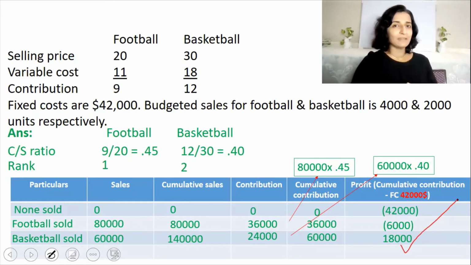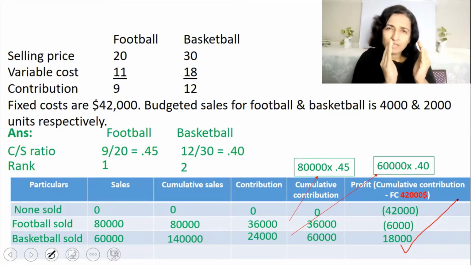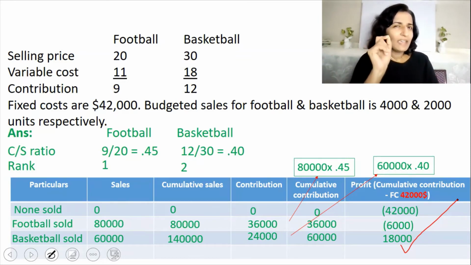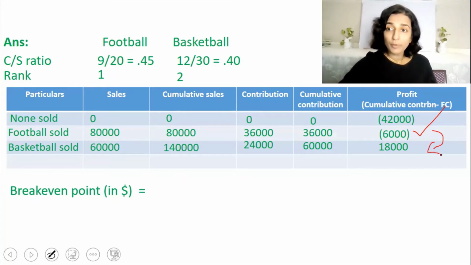So in order to calculate the break-even point, we know that we have already sold football and we have sold some basketballs. Then we reach the break-even point. So we will see the exact amount of break-even point in dollar. Now, if you see here, after we sold the entire quantity of football, we are still at a loss of $6,000, which means that after the football sales, we have not reached the break-even point. But after we started selling the basketball, we have reached the break-even point because the loss got converted to profit.